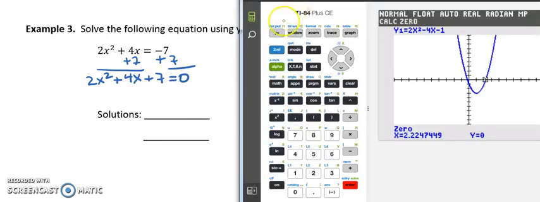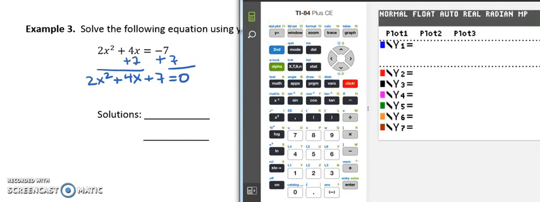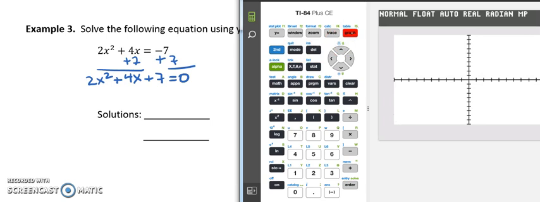We're going to bust out the calculator and hit y equals. We're going to type this in: 2x squared plus 4x plus 7. And then we're going to graph it. We're going to look at it. Wow, that is just beautiful.